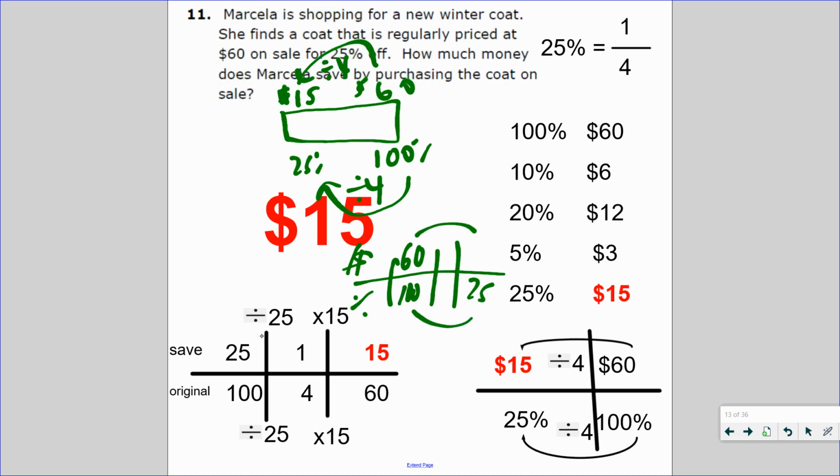Or you may do a different way, like this way. Some people like doing mental math. 100% is 60. To break it down to 10% is 6. And then how do you build it back to 25%? Times 2.5 and you get $15. Many ways to do this.